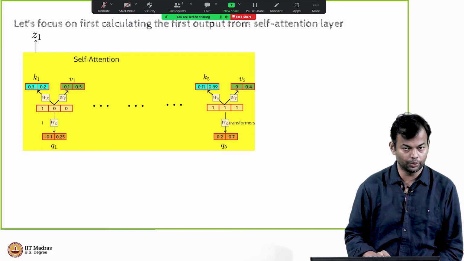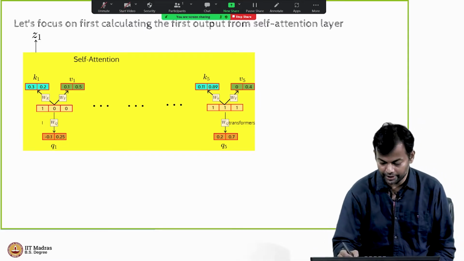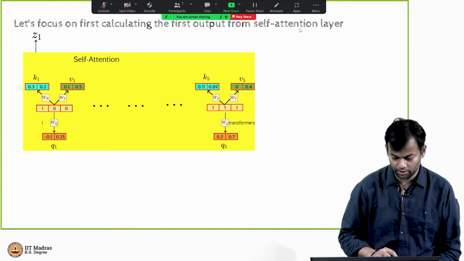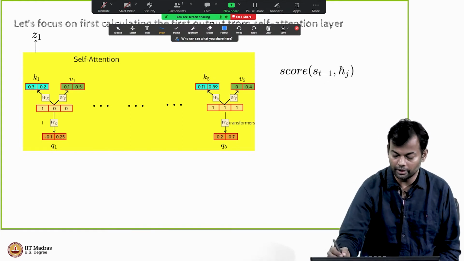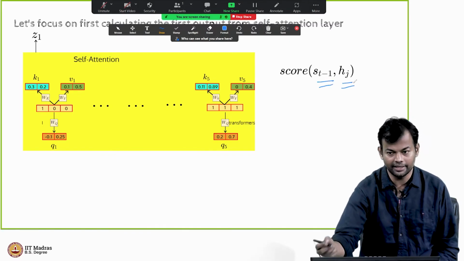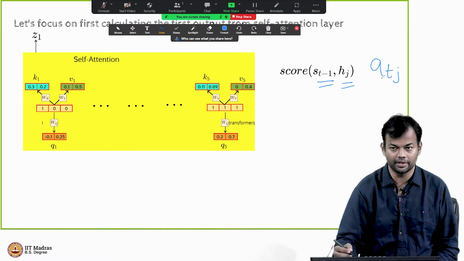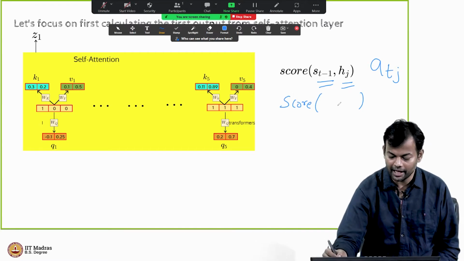What am I going to do next? Now what I want to do is compute the score. Earlier I was computing the score, let me just flash the equation. Earlier I was computing the score between s(t-1) and hj, and this was used to give me the importance of the jth word at the tth time step. So again, now I'll have some score, and my indices would be i and j.